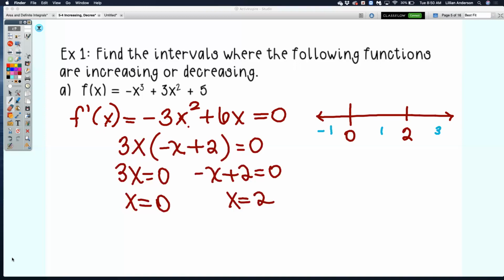If it gives me a negative number, that means my function's decreasing. And again, I plug these test points into the derivative. Because remember, the derivative will give us the slope of our tangent line. So if it's positive, that means the graph is going up. If it's negative, it means the graph is going down.